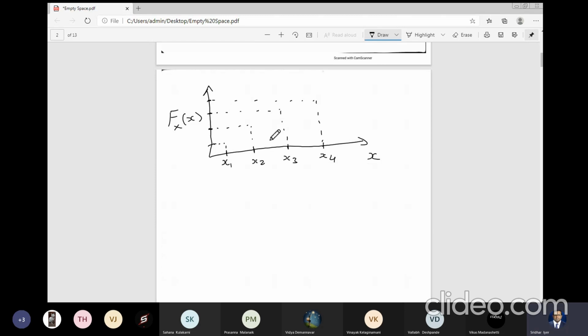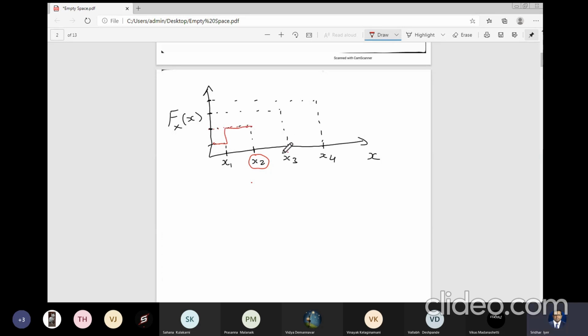When I reach x2, let me use a different color. When I reach x2 here, the value which I get is not only the value of FX of x at x2, it is also the value which occurred at x1. That means the value at x2 is the value at x1, that is this value, plus the value at x2.